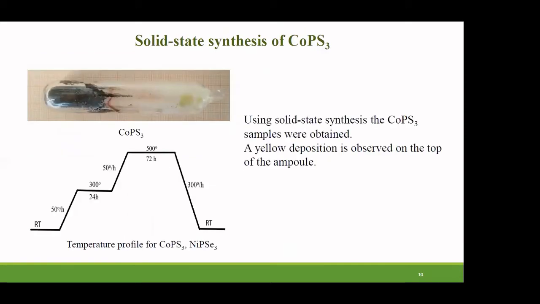Here is shown the sample of cobalt phosphor sulfur free, and here we used the same improved temperature profile as for the nickel phosphor selenium free, I mean, with this highest temperature. And as you can see, this sample was not so successful in this experiment, because we have a lot of tiny crystals and some red line and the yellow deposition. So we should think how to improve the temperature profile and how to improve the process of synthesis here.